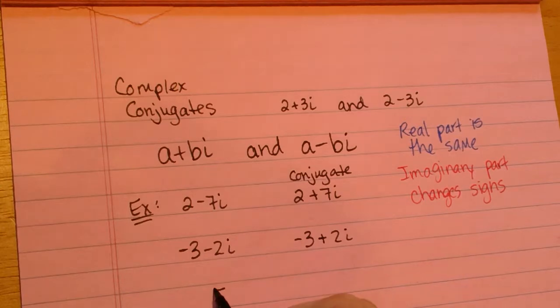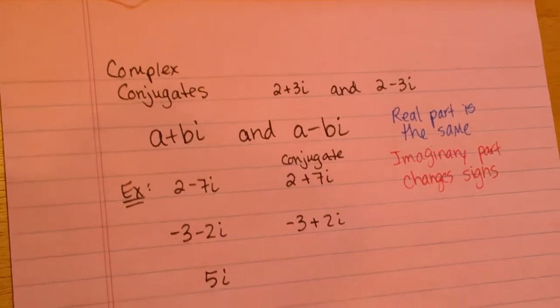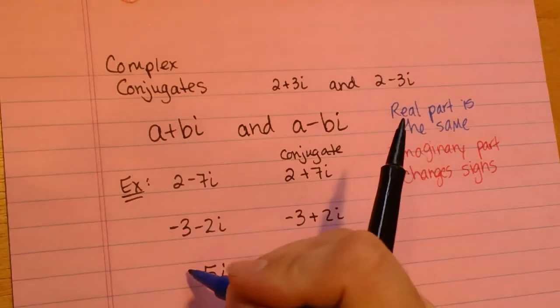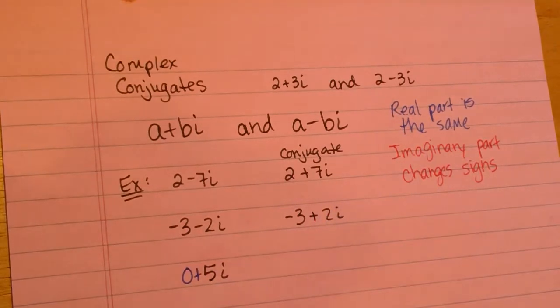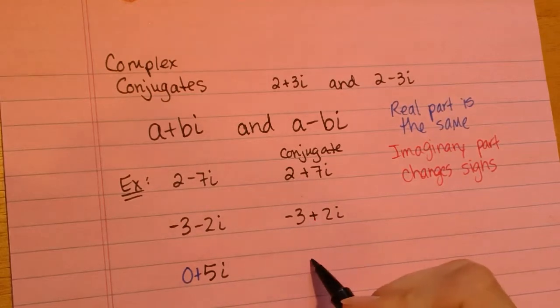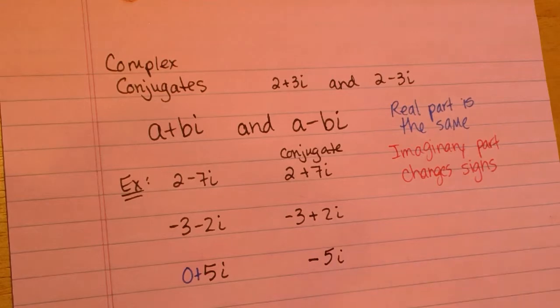What about a problem like 5i? Well, really we have a real part of 0 plus 5i. We don't write that usually. So when we change to the conjugate, we're going to keep the 0 part the same, but change the sign of the imaginary part. So this conjugate would just be negative 5i.